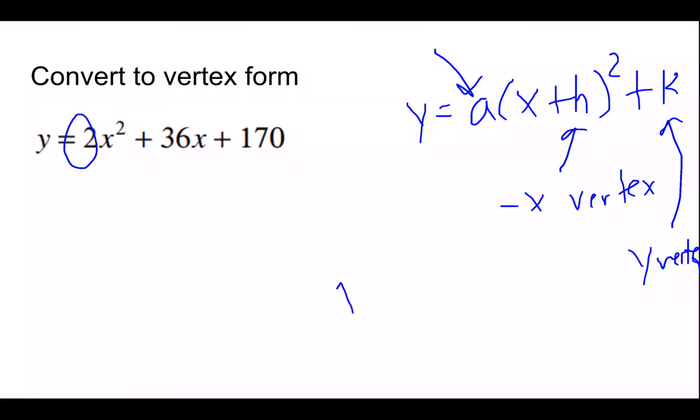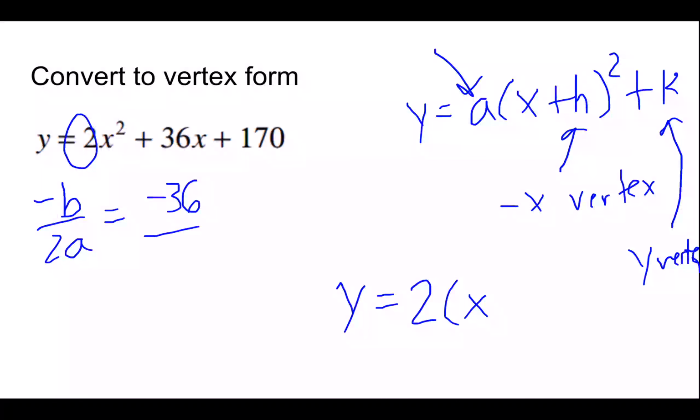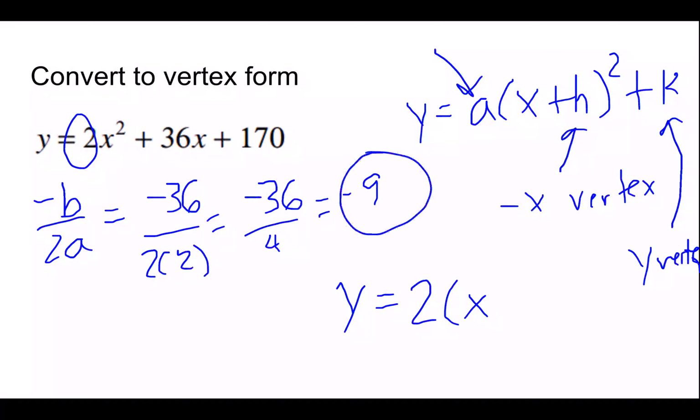So I'm going to have so far y equals 2x, and we have to find the negative of the x vertex. And we're going to find this by doing our negative b over 2a, which is going to give us negative 36 over 2 times 2, which is 4, and negative 36 divided by 4 equals negative 9. So when I take this in here, since I'm going to take its opposite, I'm going to have positive 9.